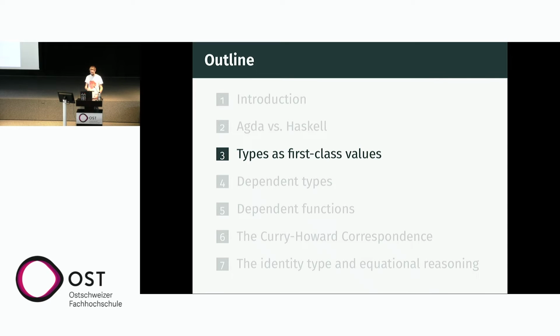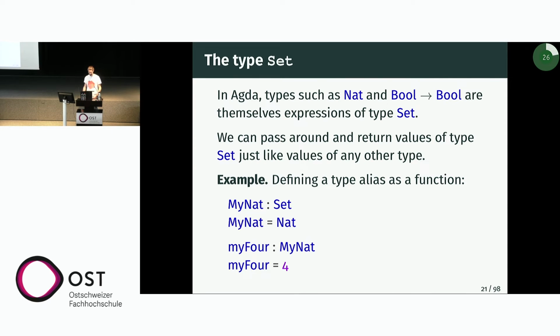So let's look into some fun things we can do. In Agda, there's no distinction between the term level and the type level. In particular, that means that types such as not or bool arrow bool are themselves just terms, and they are given this type Set. So there are terms belonging to this type Set, and Set is more or less just a type like any other type. So we can pass them around as values. We can return them. We can define functions that have Set as a return type.